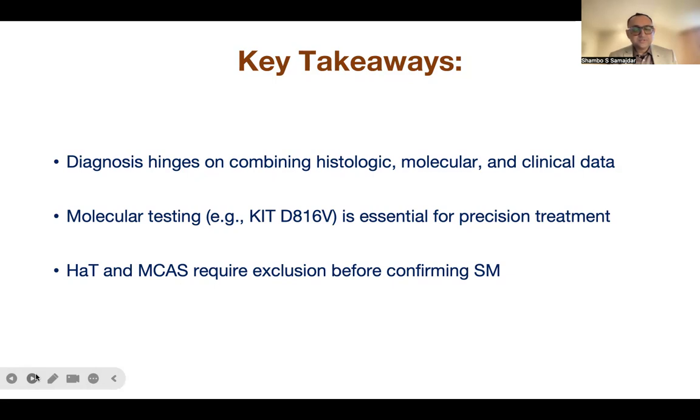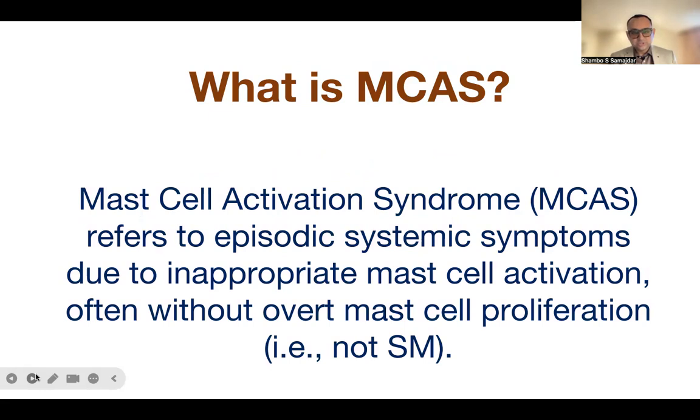There is no way around it, molecular testing is important, KIT D816V, which is essential for precision treatment. And we need to think about hereditary alpha tryptasemia and mast cell activation syndrome. We need to exclude them before confirming systemic mastocytosis.